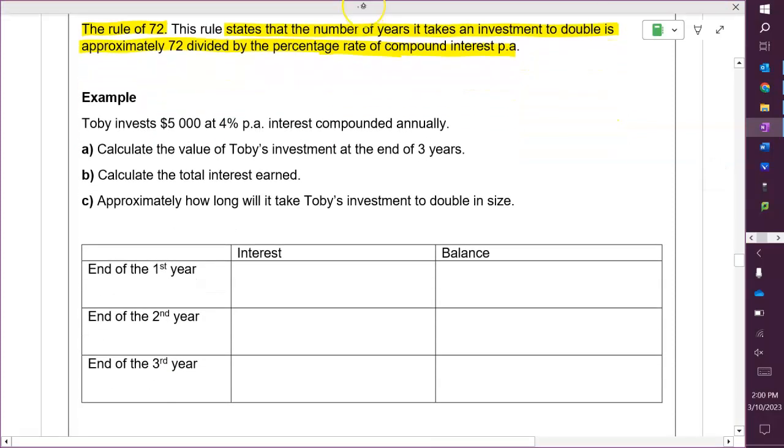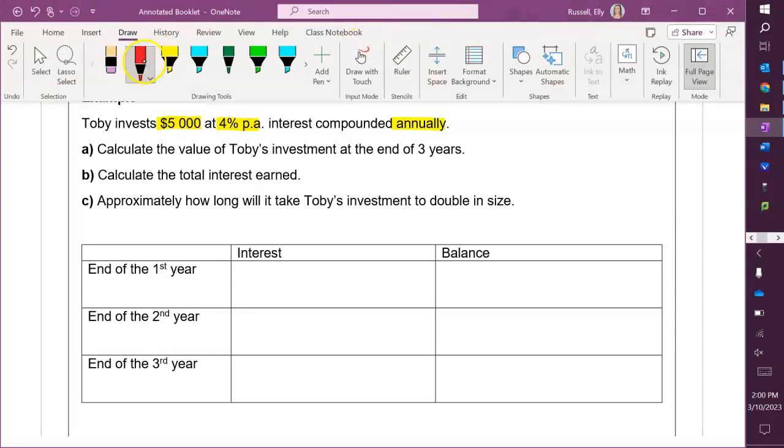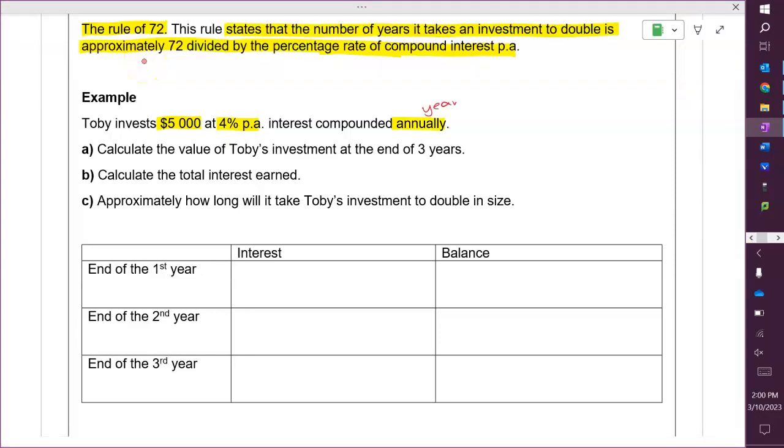Our first example, Toby invests $5,000 at 4% per annum compounded annually. Now annually meaning yearly. And our 4%, if we put that as our decimal multiplier, becomes 0.04. So the first thing we need to do is calculate the value of Toby's investment at the end of 3 years. So if we're looking at this, we use our information that we have.